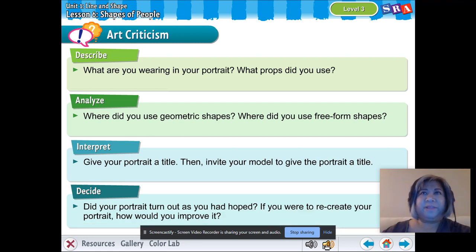So draw a portrait, and then when you're done, go back and try to figure out all the different shapes that you used in it. You are done for the day. You need to go onto your quiz and take your quiz on this information that we just learned about, okay? Have a great day.